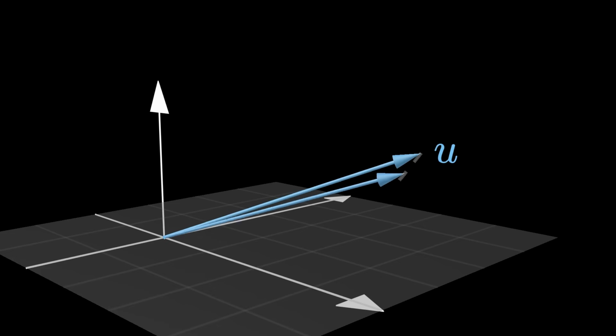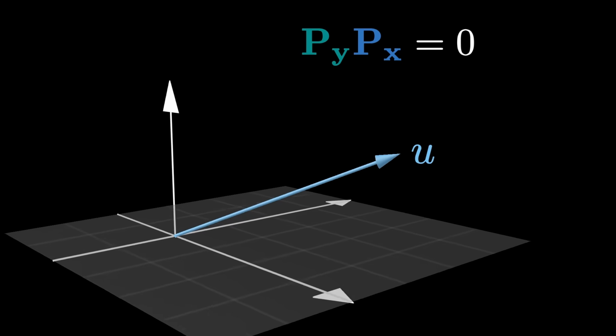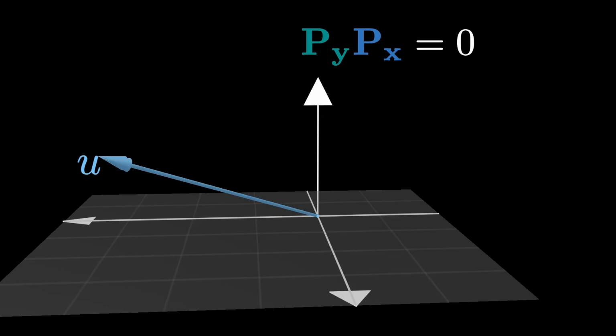For example, suppose we project first onto the x-axis, and then project the result onto the y-axis. Projecting onto x kills the y component, so there's nothing left to project onto y, and we just get 0. The same thing happens if you do y first, and then x.